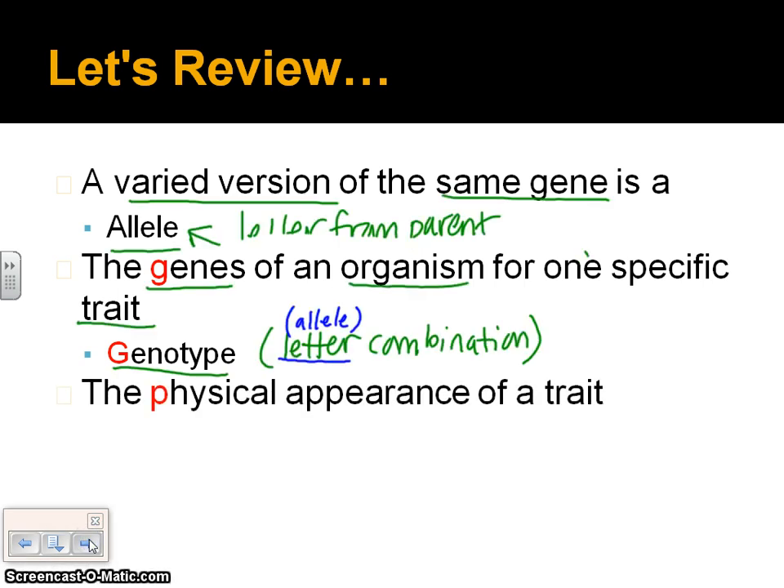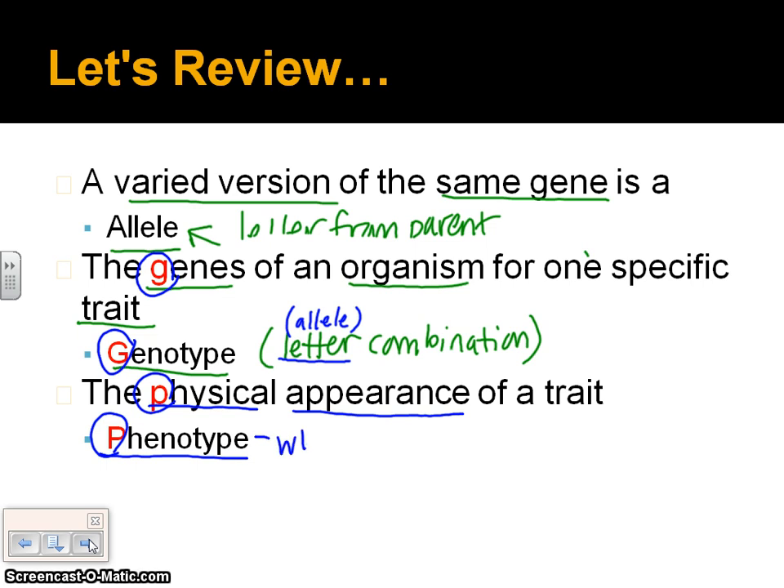The physical appearance of a trait, we've used this before, is the phenotype. So the physical appearance, that could be like tall, short, wrinkled, smooth, right? Curly, wavy. That's the phenotype. The phenotype is the physical appearance. So if you look at this, I've highlighted red in genes, red in genotype. P in physical, P in phenotype, to keep those together. So this is what you see.